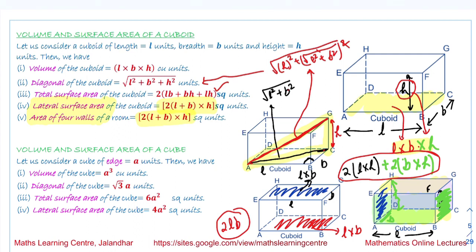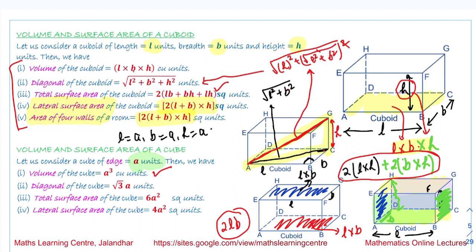Now if we are talking about a cube, then length, breadth and height. In case of cuboid we are saying L is the length, B is the breadth and H is the height. And in case of cube we are saying its edge is A unit. It means L is equal to A, B is equal to A and H is equal to A. So if we put these values in these formulas, we get the volume is A into A into A, it is A cube, cubic units.